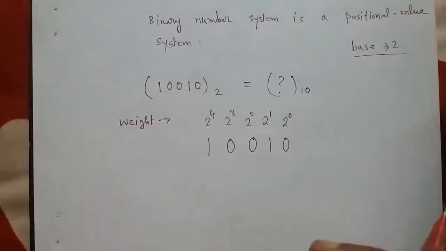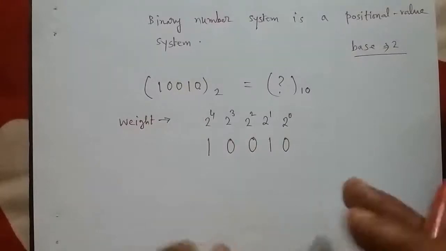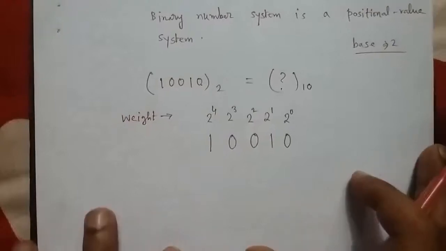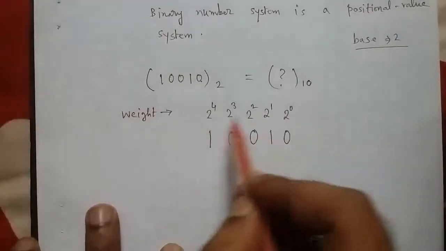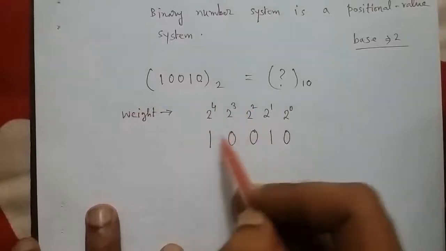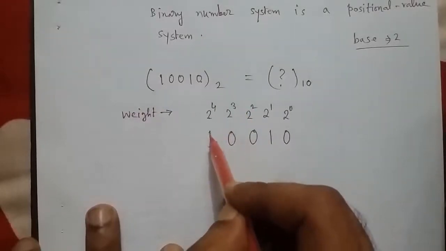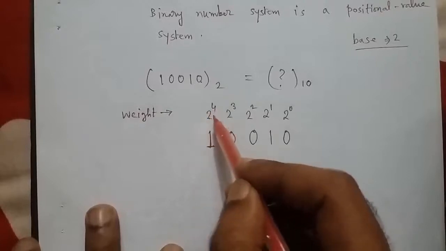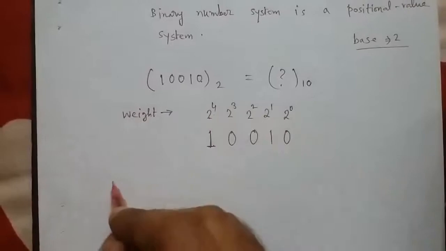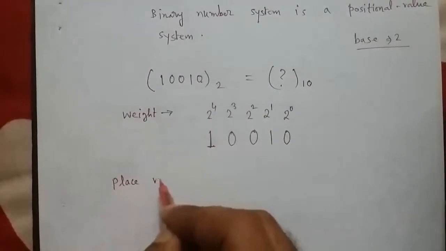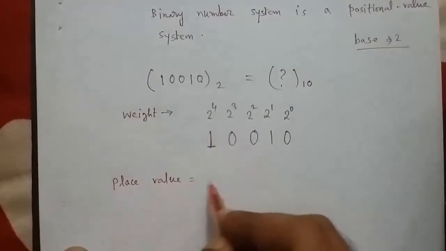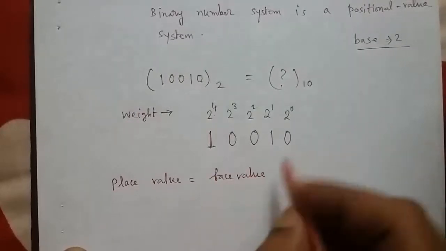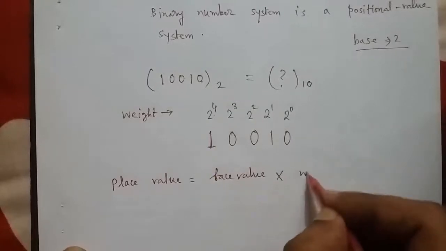Now we need to find out the place value of every bit. How to find it out? It is very easy. We have to multiply a particular bit with its corresponding weight to get the place value, because place value means face value, the bit itself, into weight.